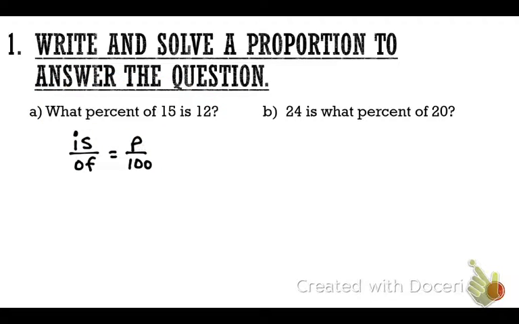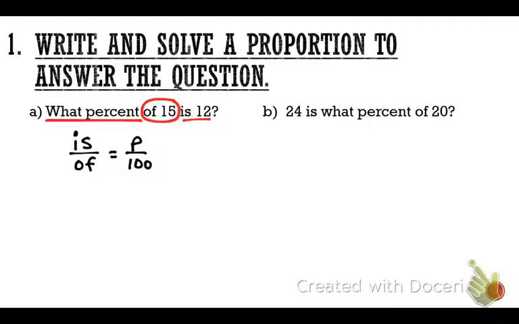So in order to do that, I want you to go ahead and underline this. What percent? Do you think when it asks me what percent, do you think that stands for the is, the of, or the P? The P for percent, okay? What about this right here? I want you to circle this with your red pen. Of 15. What do you think that is? The is, the of, or the P? Of, because 15 is following of, and then the last one is 12. That's my is, okay?